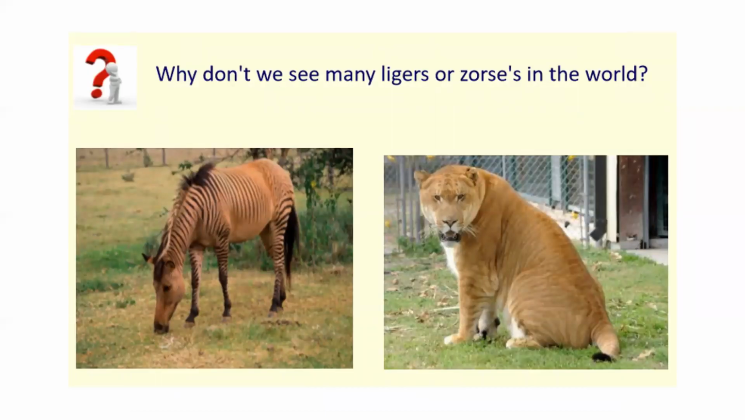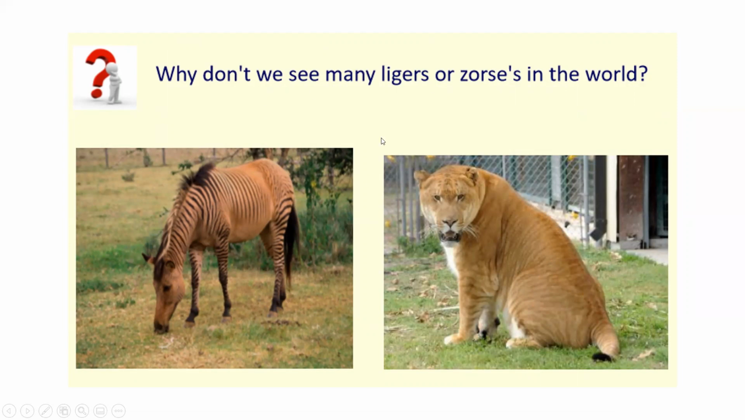So why don't we see many hybrids about? These are two really unusual hybrids. We've got a zorse, or it's sometimes called a zebrorse, and we've got a liger. Any idea what species produced these two hybrids? The liger here is the offspring of a lion and a tiger. The zebrorse or zorse is produced from a horse and a zebra.